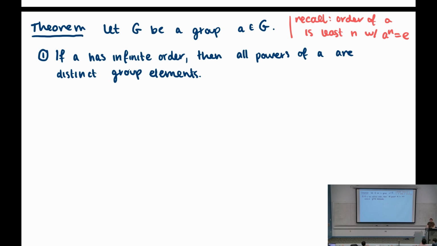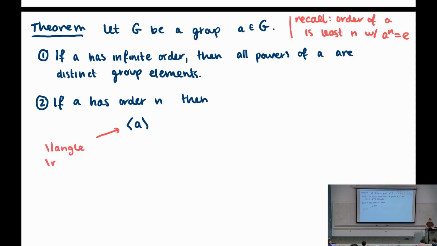Okay, and then the second part says that if A has order n, then the group generated by A. By the way, if you're interested in LaTeX, you get these things by doing \langle and \rangle, so that gives you the left and the right of those symbols.